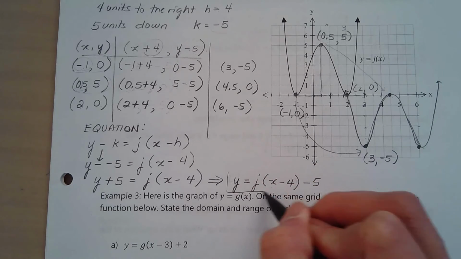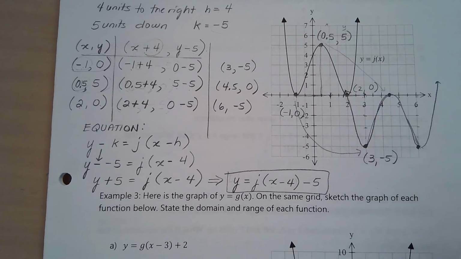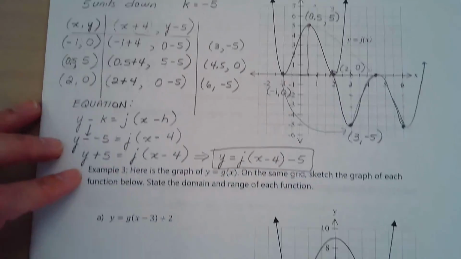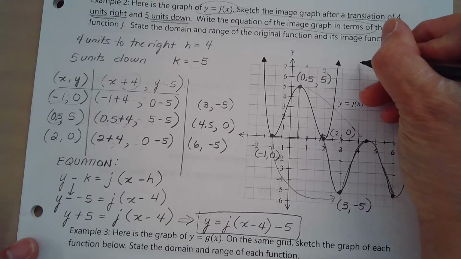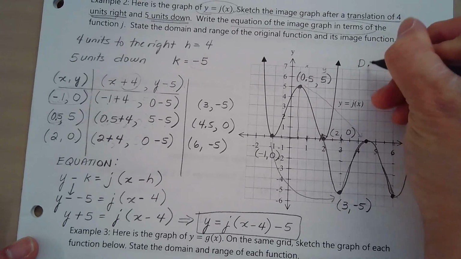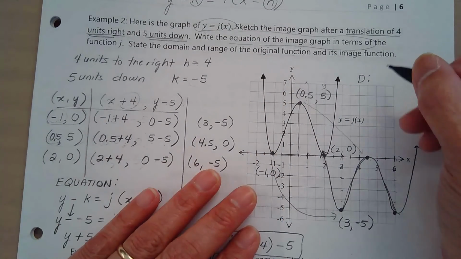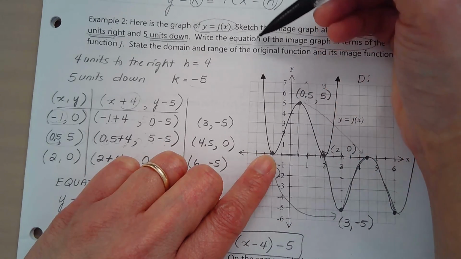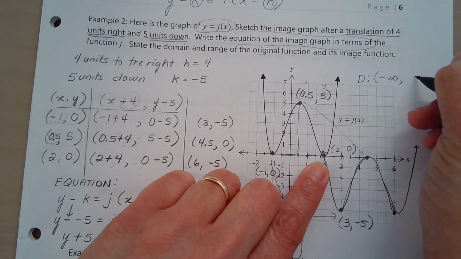So this is a general equation of this graph. When you're asking for the domain, are you asking for the new equation or both? State the domain and range of the original and its image. So we're going to do the domain and range of the original and the image. Start with the original. What's the domain for this function? Now, it looks like it's from 1 to 6, but remember, this continues on forever. So negative infinity up to positive infinity.